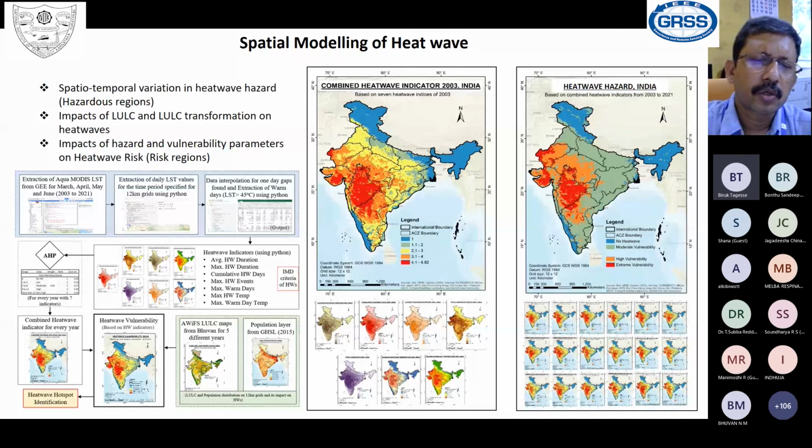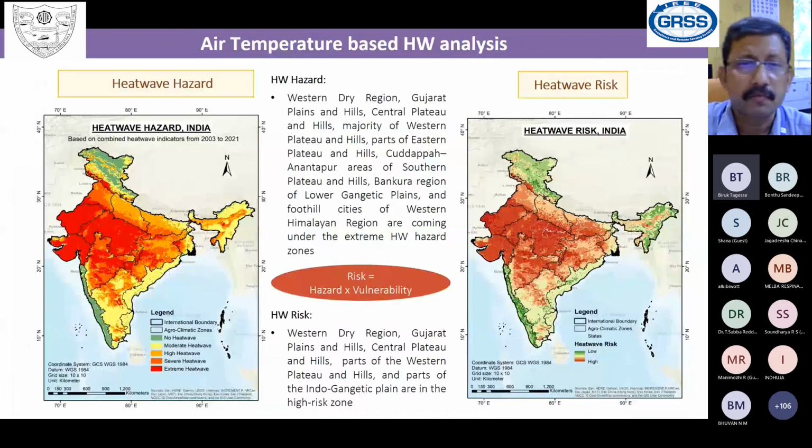And it also has helped us to study the various causes and reasons for the spatial distribution of the heat waves, like the land use, land cover, and how the various populations are vulnerable to the heat wave events in the different parts of the country. So we could create the heat wave hazard maps as well as develop a heat wave risk map for the Indian subcontinent.